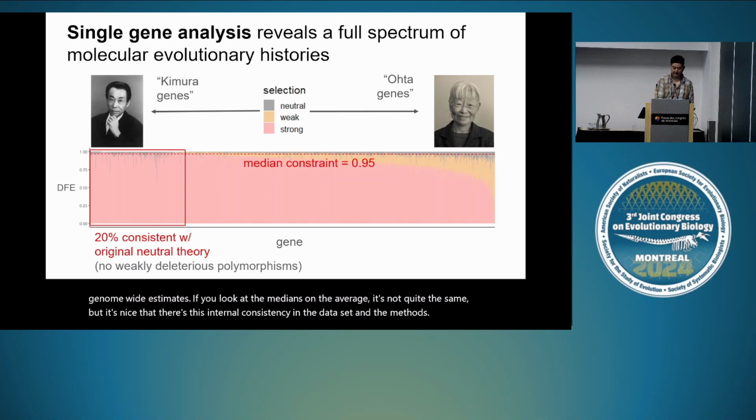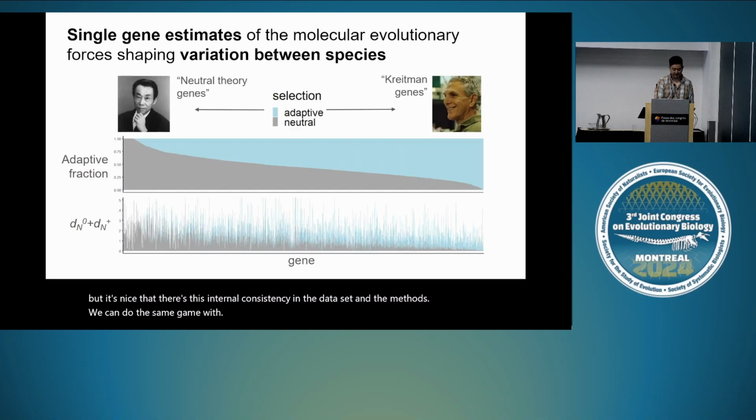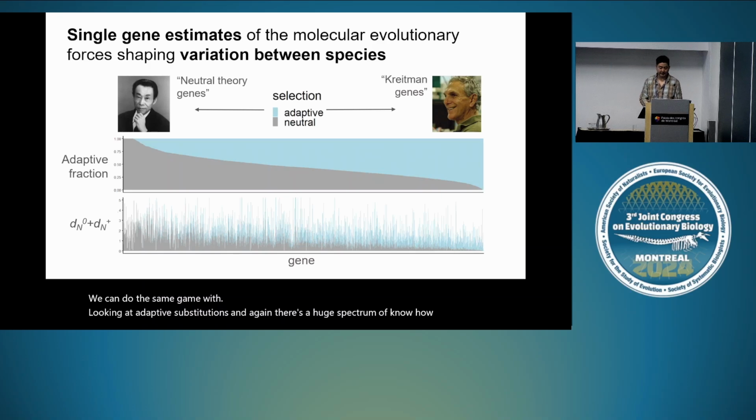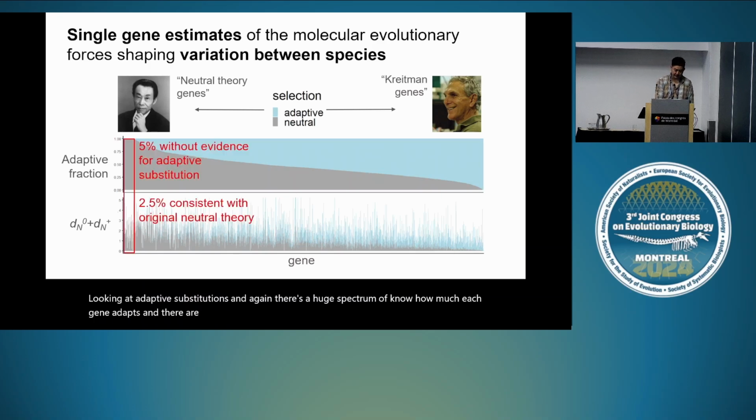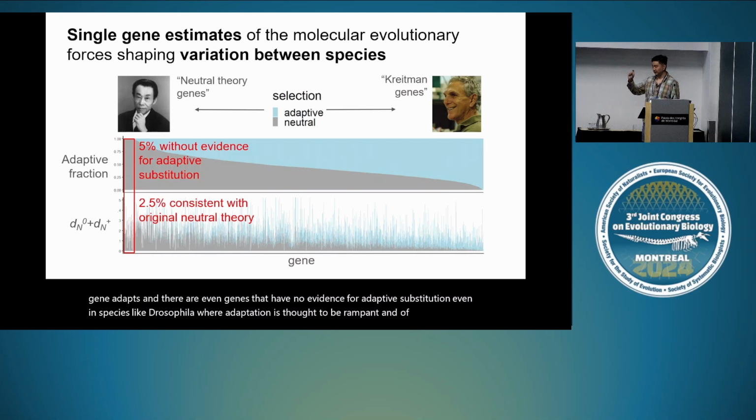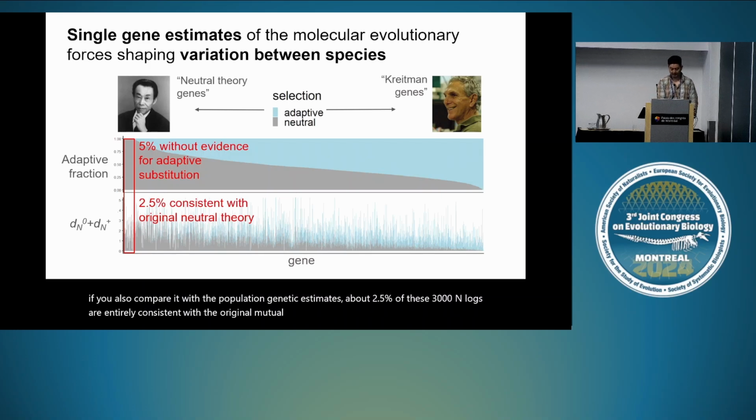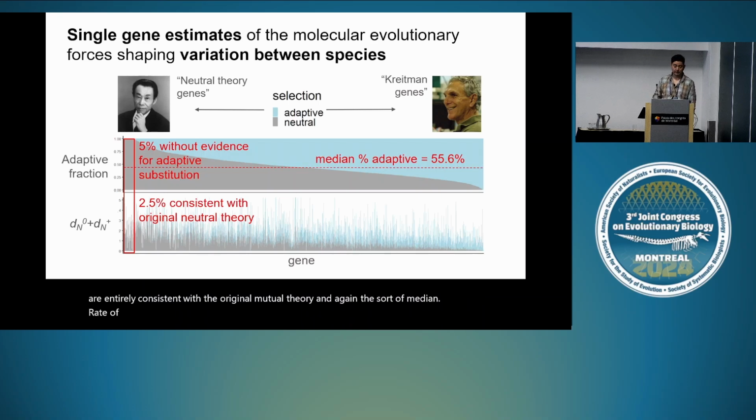We can do the same game with looking at adaptive substitutions, and again, there's a huge spectrum of how much each gene adapts. And there are even genes that have no evidence for adaptive substitution, even in species like Drosophila, where adaptation is thought to be rampant. And if you also compare it with the population genetic estimates, about 2.5% of these 3,000 orthologs are entirely consistent with the original neutral theory. And again, the median rate of adaptation lines up with previous estimates.